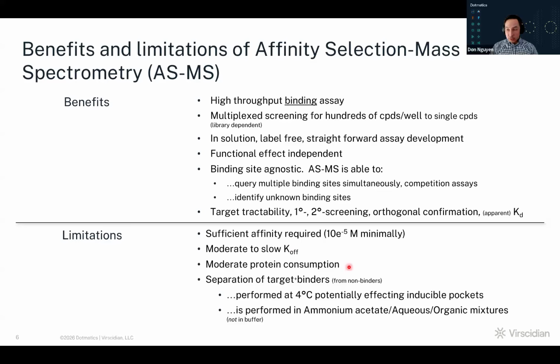ASMS is pretty protein heavy in terms of how much protein you consume for the assay. So certainly in a primary screening setup, you're going to be using a lot of protein. And then lastly, separation of our target and our binders from the non-binders is performed cold, so that's 4 degrees C usually, and performed in ammonium acetate, aqueous, and organic mixtures, meaning this assay isn't performed in buffer the entire time. These two points have the potential effects of changing the shape, conformation and configuration of your protein, which has knock-on effects on your binding pockets on your protein.